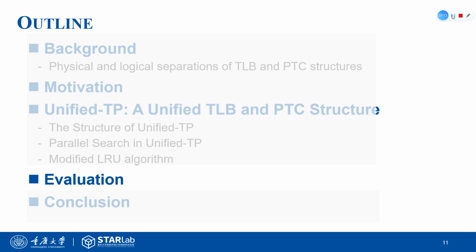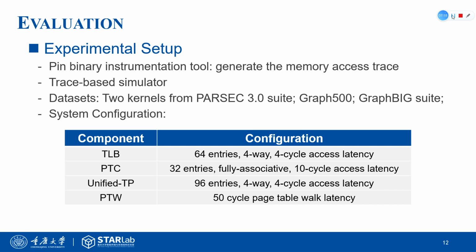Next, I will show you the experimental data. We implemented the unified TP on a trace-based simulator and used the Pin binary instrumentation tool to generate the memory access traces. The workloads of our evaluation include 2 kernels from the PBBS suite, Graph 500, and 3 workloads of the GraphBIG suite. The detailed system configuration is shown in the table.